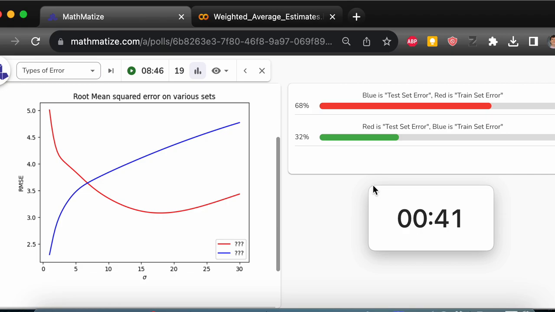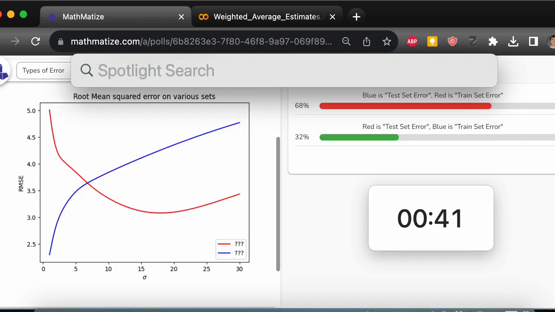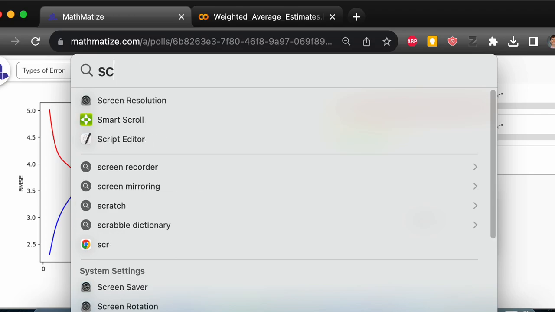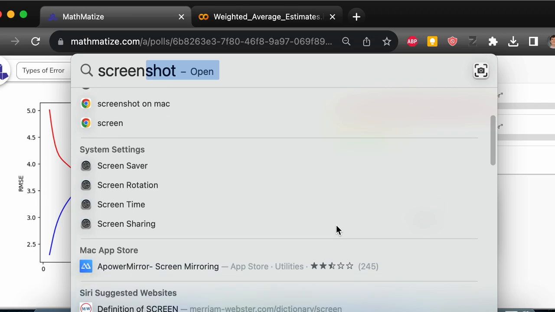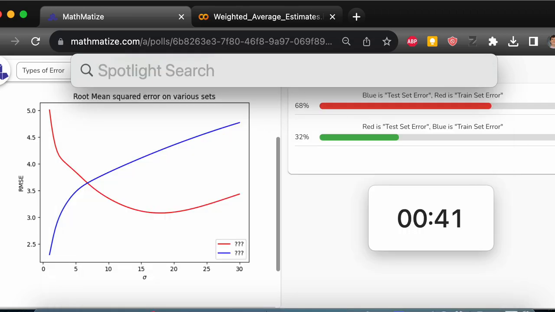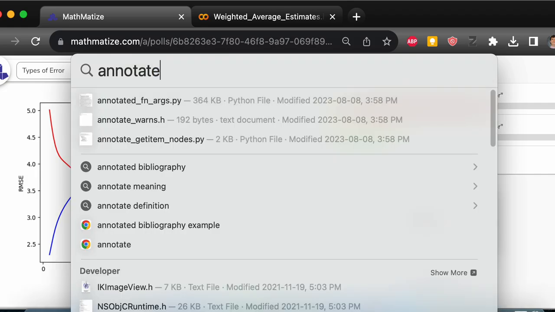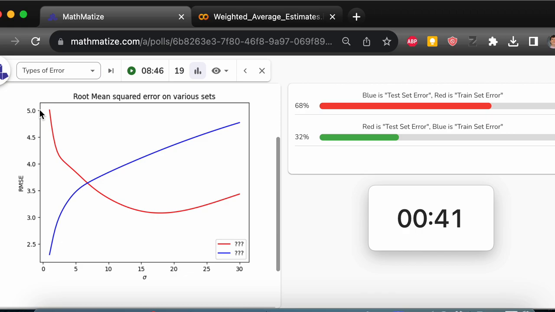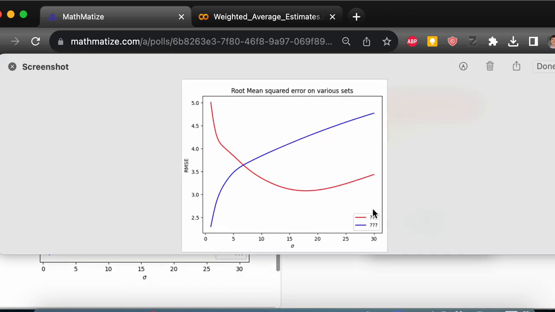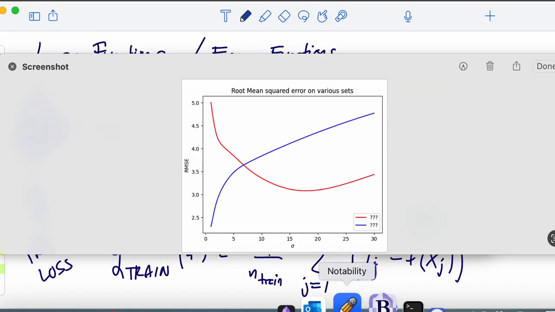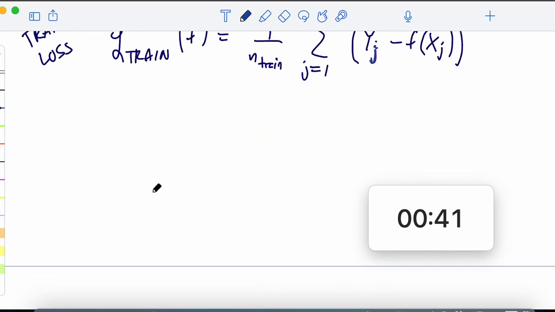Okay, wait, hold on. You said lots of good things. Let me write something down. Is there a program where I can draw on the screen? What is it called? Okay, I can't find it. So we're gonna do one of these. We're gonna take a screenshot and then we're gonna copy it into here, and then we can talk about it.